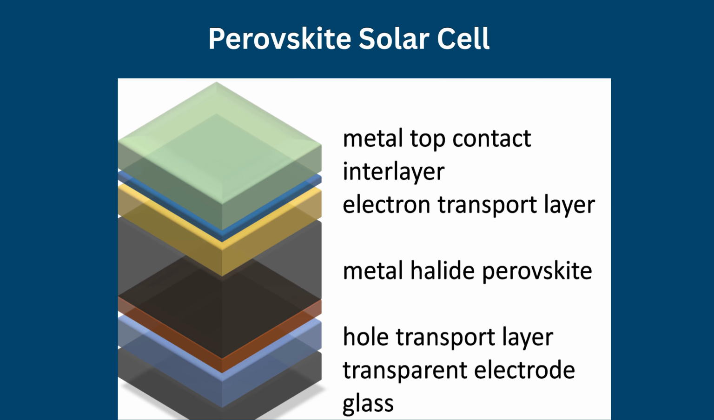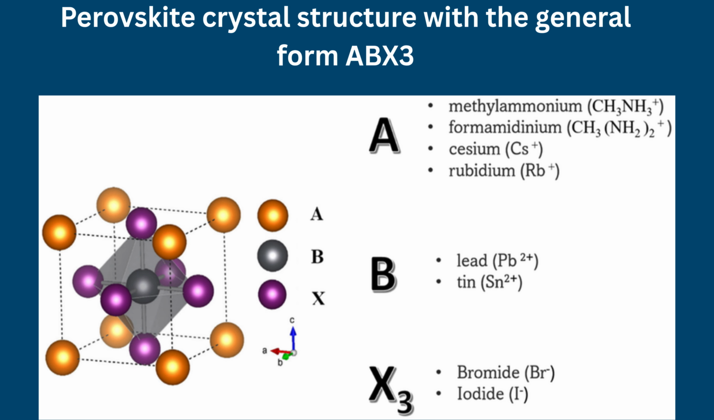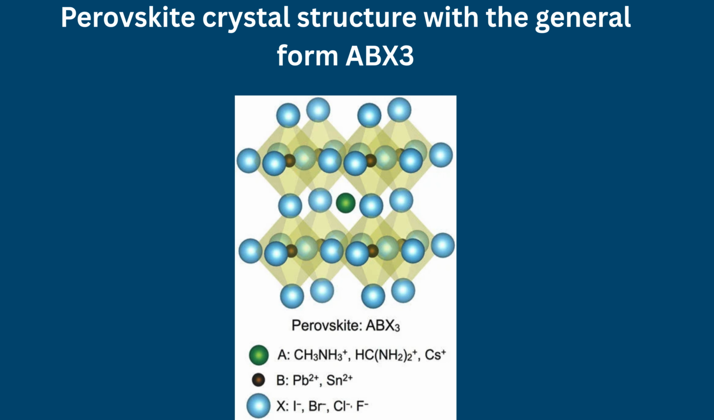Their unique combination of tunable band gaps, high absorption coefficients, and long carrier diffusion lengths makes them highly competitive with established photovoltaic technologies. Perovskites adopt the general formula ABX3, where A is a monovalent cation, for example, methylammonium, formamidinium, or cesium, B is a divalent metal, commonly lead or tin, and X is a halide. Their structural and compositional flexibility enables precise tuning of optoelectronic properties, facilitating diverse device configurations and applications.